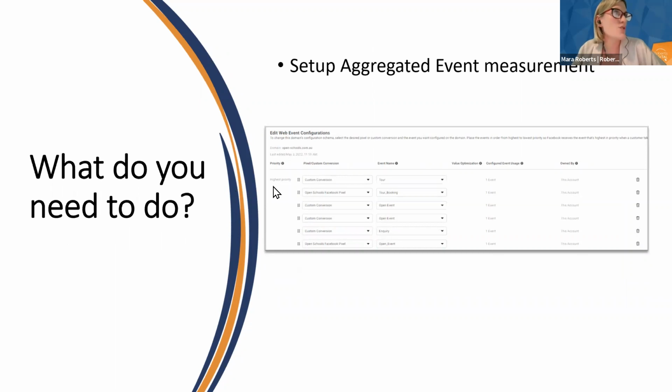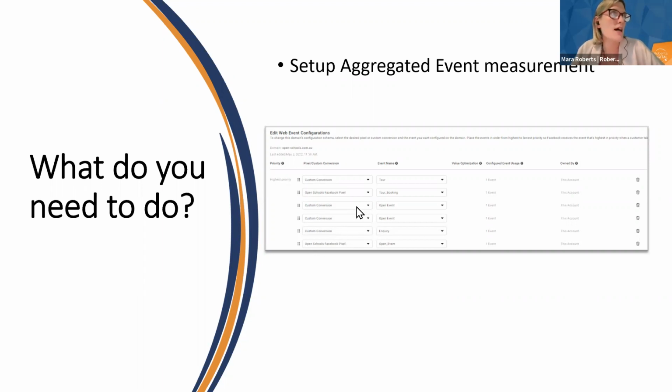The next thing we need to do is to set up aggregated event measurement. And so this is also more consistent with consumers' decisions about how they want their data to be used. And it also supports marketers in still running effective campaigns while honoring people's wish for privacy on Facebook.